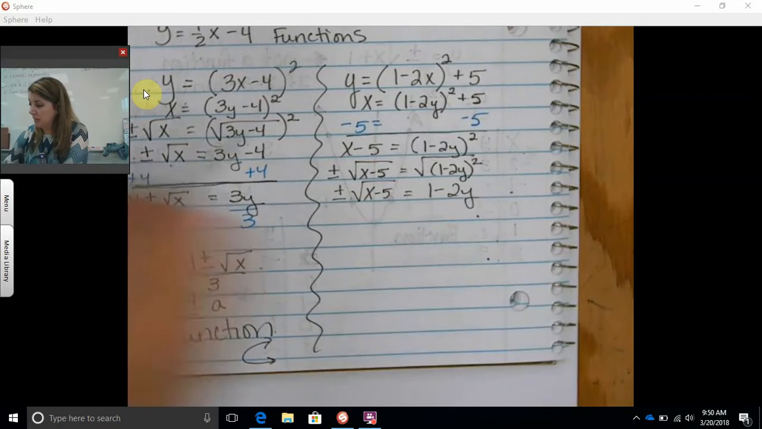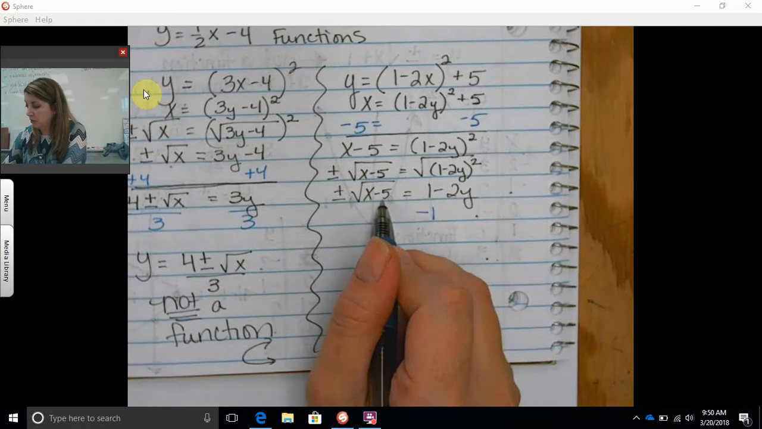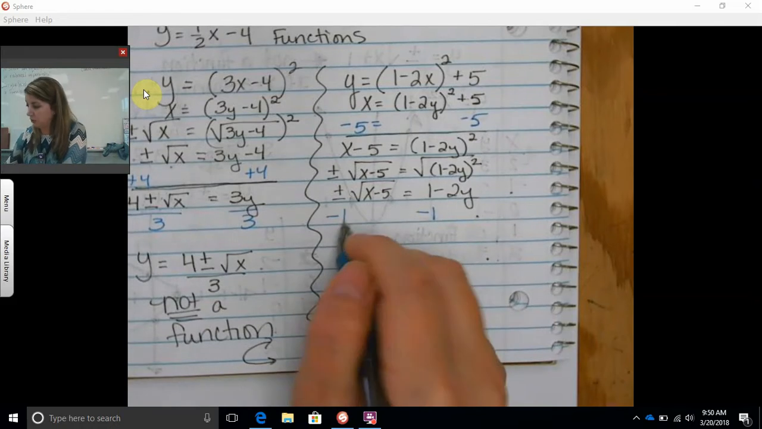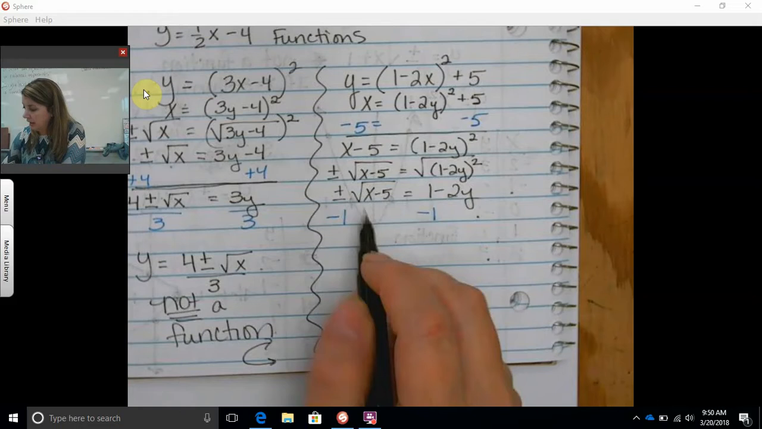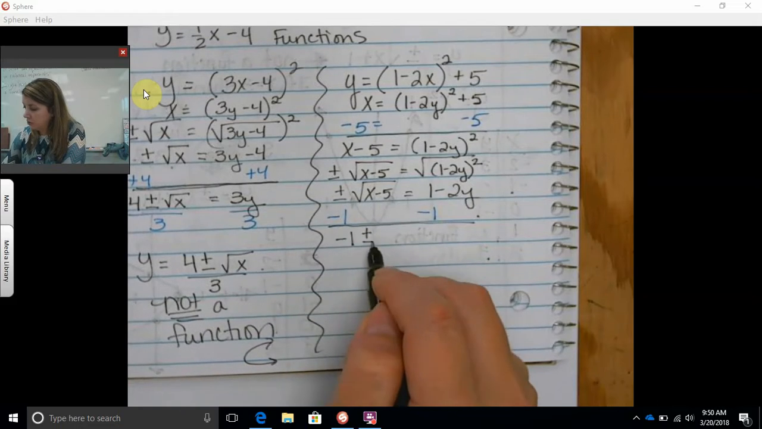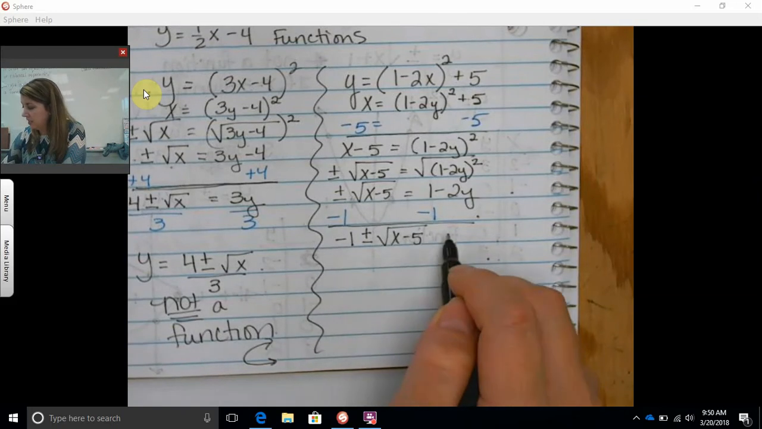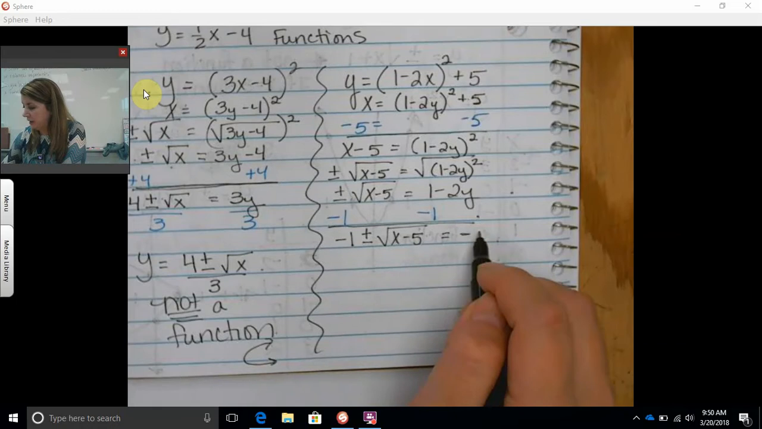Subtract the 1. Can I subtract it from the 5 that's under the radical? No, because 1 is not under a radical. So I have negative 1 plus or minus the square root of x minus 5 equals negative 2y.